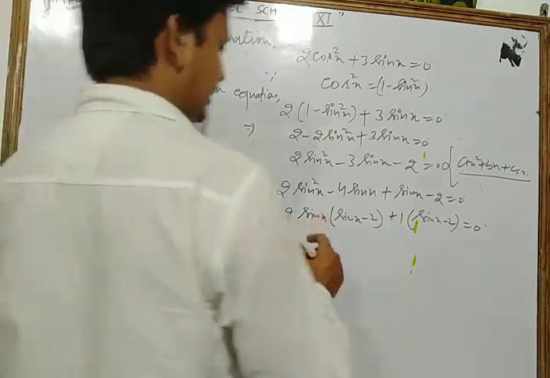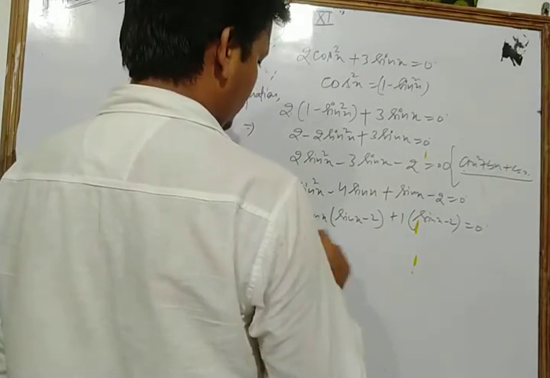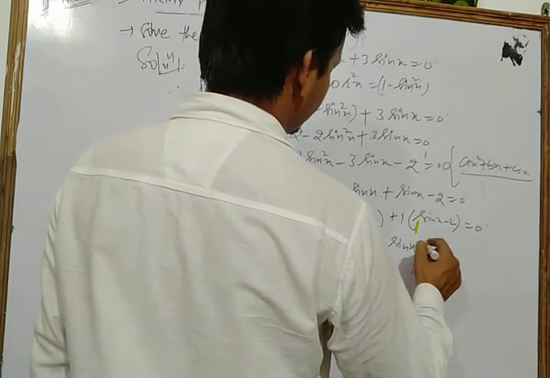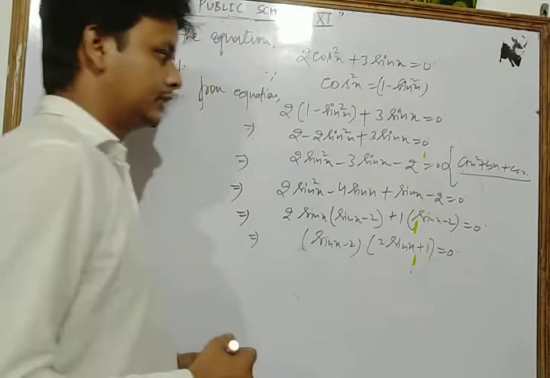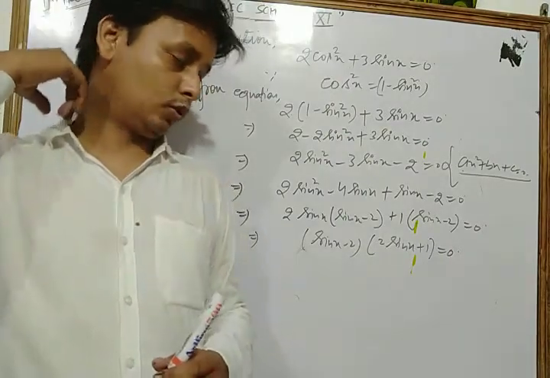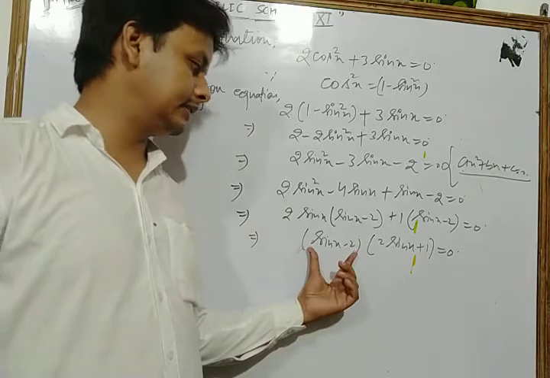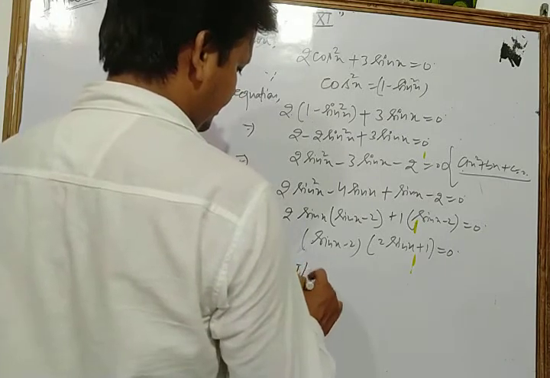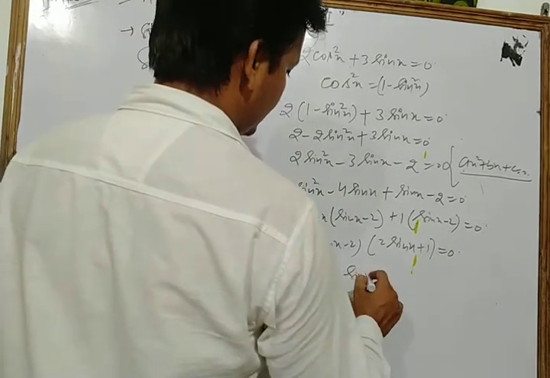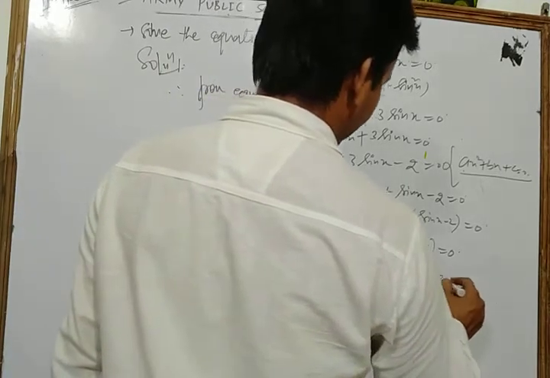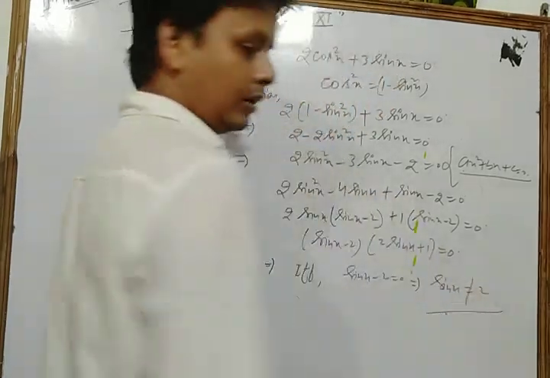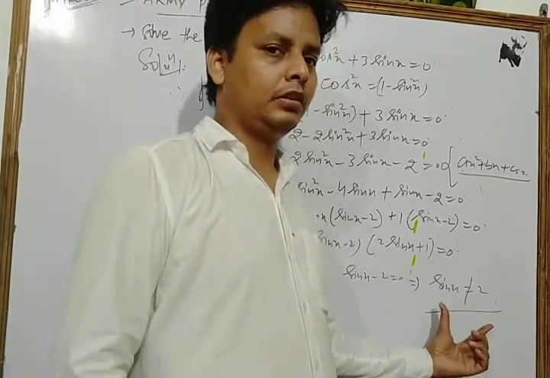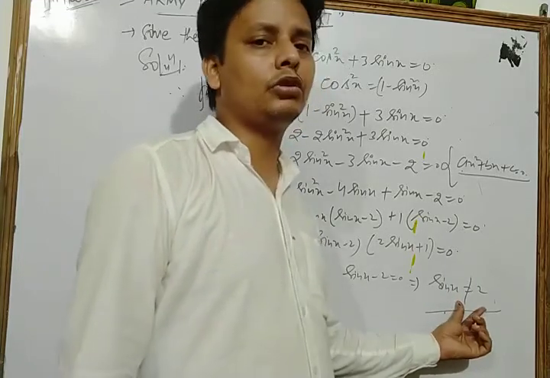Now we have sin x minus 2 in one bracket and 2 sin x plus 1 in one bracket. First we take one equal to 0, then we take the other equal to 0. Suppose sin x minus 2 is equal to 0, then sin x is equal to 2. This is not possible. No value of sin x can be 2, so we don't find any solution from that equation.